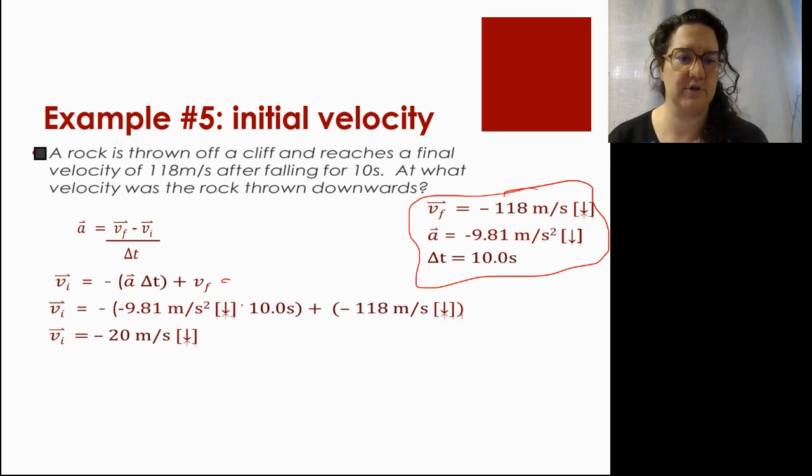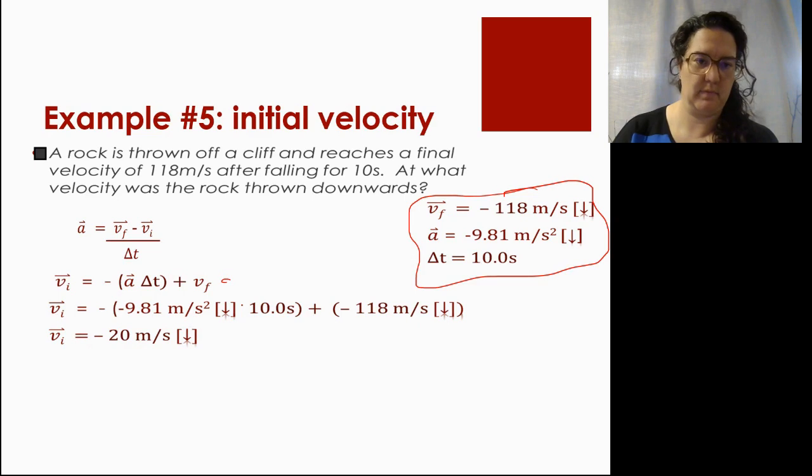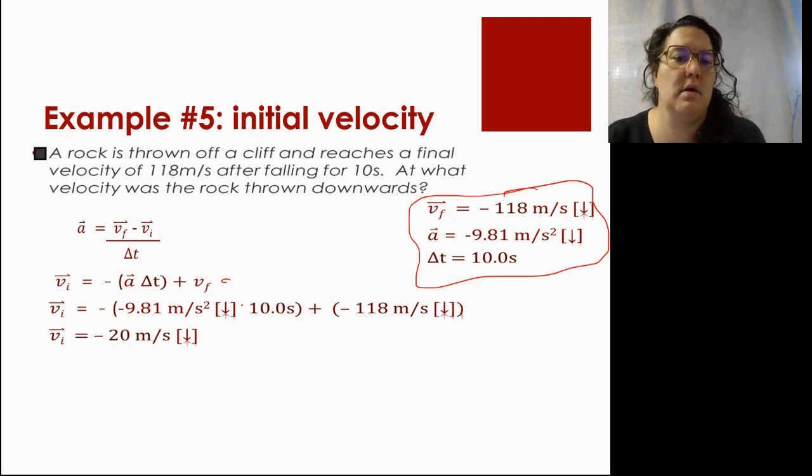Then we're going to rearrange our formula to find the initial velocity. So we're going to multiply both sides by our change in time, and then we're going to add final velocity to both sides of the equation, and then divide or multiply both sides of the equation by negative 1. So we have initial velocity equals negative acceleration multiplied by time plus final velocity. So putting our information in, and again, we want to have those directions and negative signs as well for our velocities and acceleration. We end up with negative 20 meters per second was our initial velocity of that rock being thrown downwards.